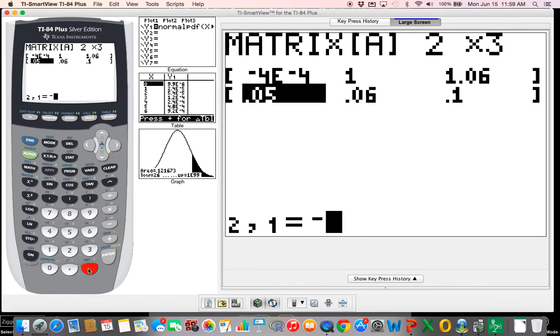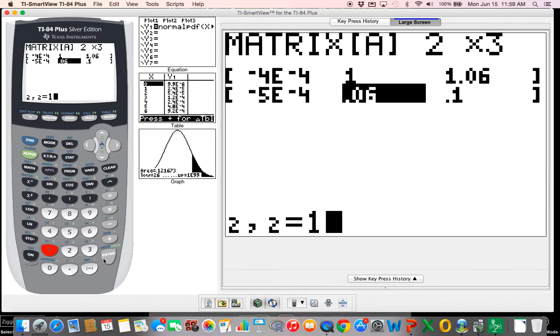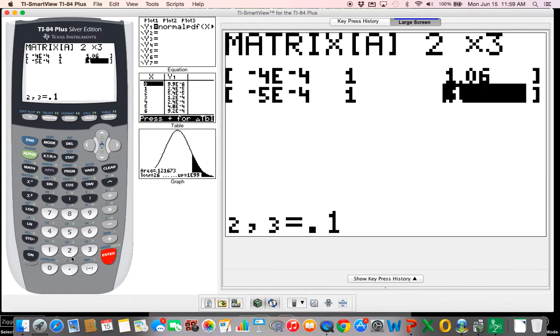All right, gang, next one, negative 0.005, 1, and 1.69. Sometimes people get sloppy with this stuff, and they just make typos.